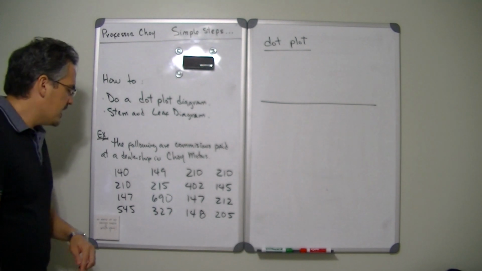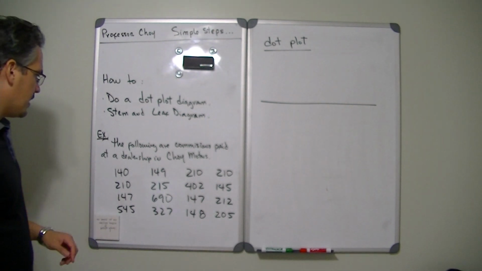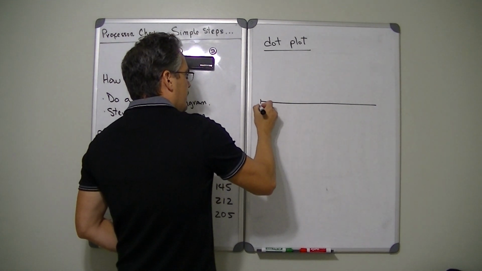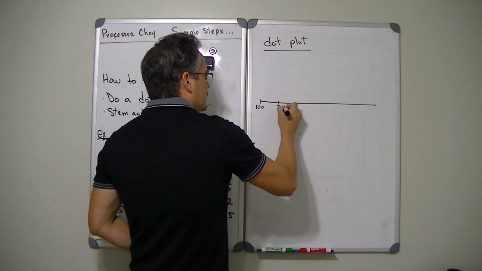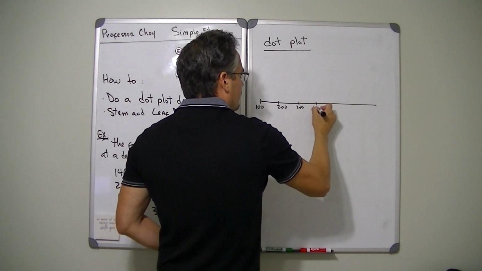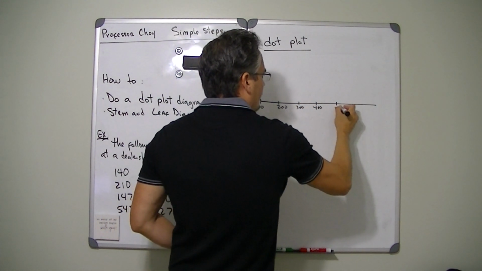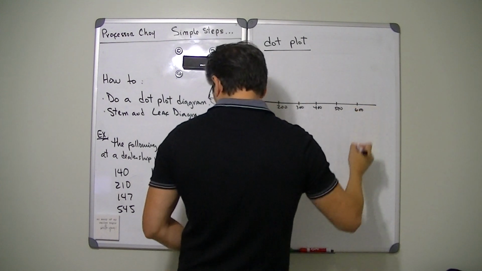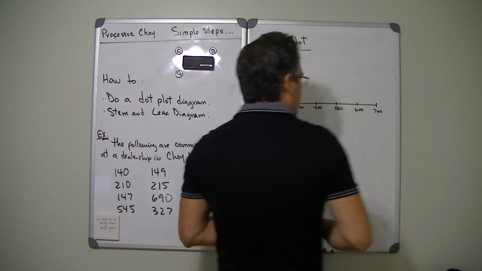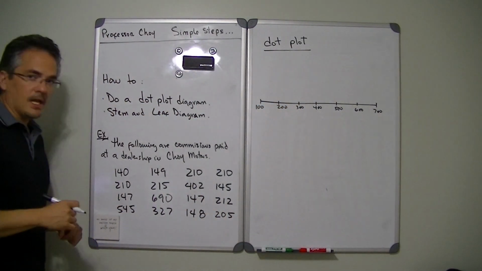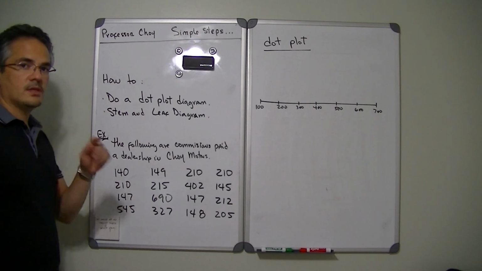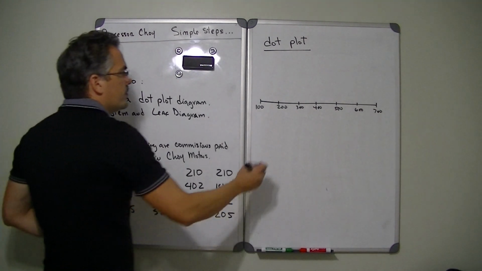All right, now I can see that the numbers go from about 100 to 690. So we're just going to go over here and we're going to start at 100. Then we're going to go for 200, then 300, then 400, then 500, then 600. There's a 690, so it ends at 700. All right? And then now what we're going to do is every time we see one of these, we're going to put a dot. So at 140, we put a dot.